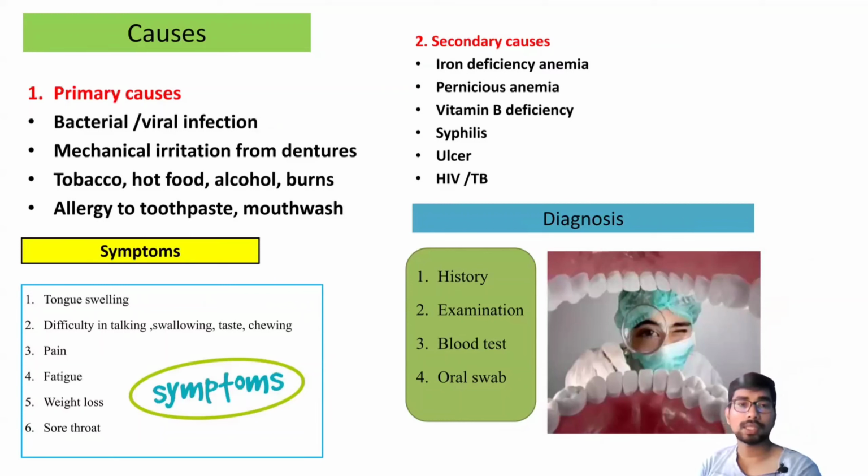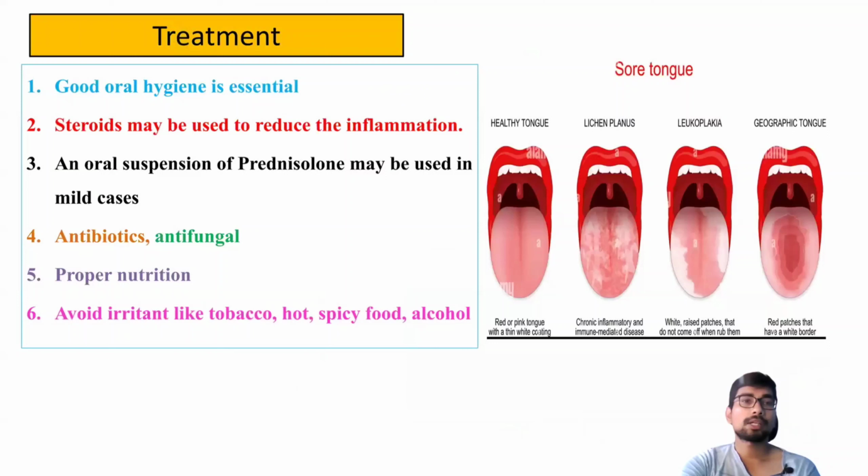Symptoms are tongue swelling, difficulty in talking, swallowing, tasting, and chewing, pain, fatigue, weight loss, and sore throat. Diagnosis: history, examination, blood examination, and oral swab. Treatment: good oral hygiene. Steroids will reduce the inflammation, and oral suspension of prednisolone may be used in mild cases. Antibiotic, antifungal, proper nutrition, and avoidance of irritants.